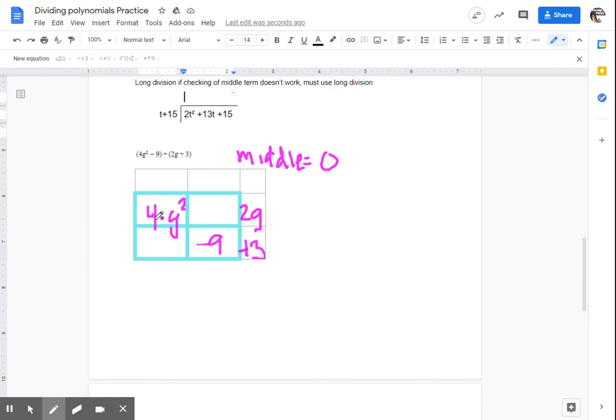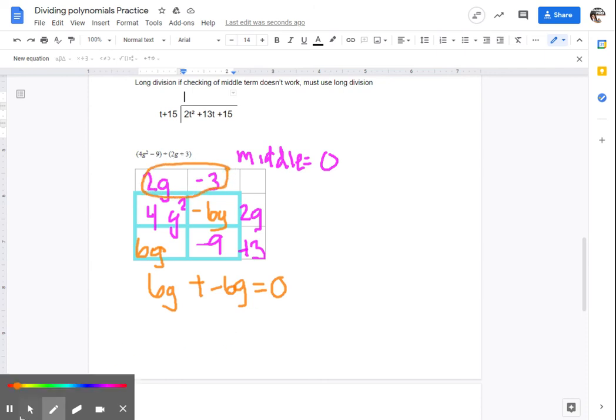All right, 4 divided by 2 is 2. G squared divided by g is g. And then negative 9 divided by 3 is negative 3. Okay, so I'm going to double check my work and see if this comes out to be right, if I can get 0. Let's make it here. 3 times 2, 6. So my check is 6g plus negative 6g. And that is true. That equals 0. So this is the quotient of that.